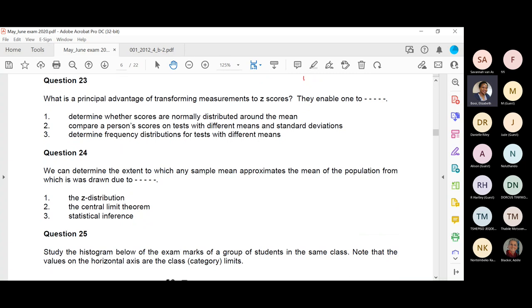Okay, question 23. What is a principal advantage of transforming measurements to Z scores? They enable one, to determine whether the scores are normally distributed around the mean, two, to compare a person's test scores with different means and standard deviations, three, to determine the frequency distribution of the test. Why are we transforming the scores? Number two.